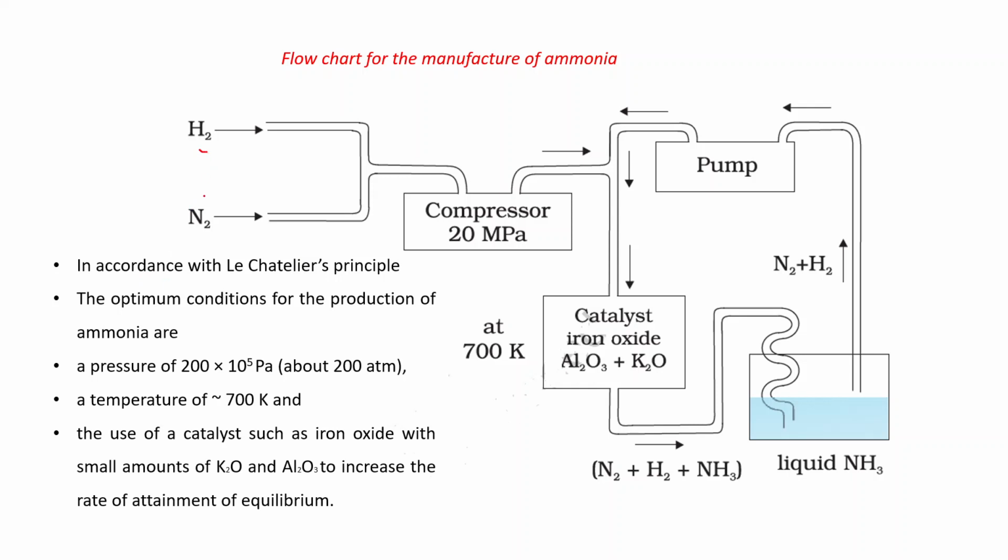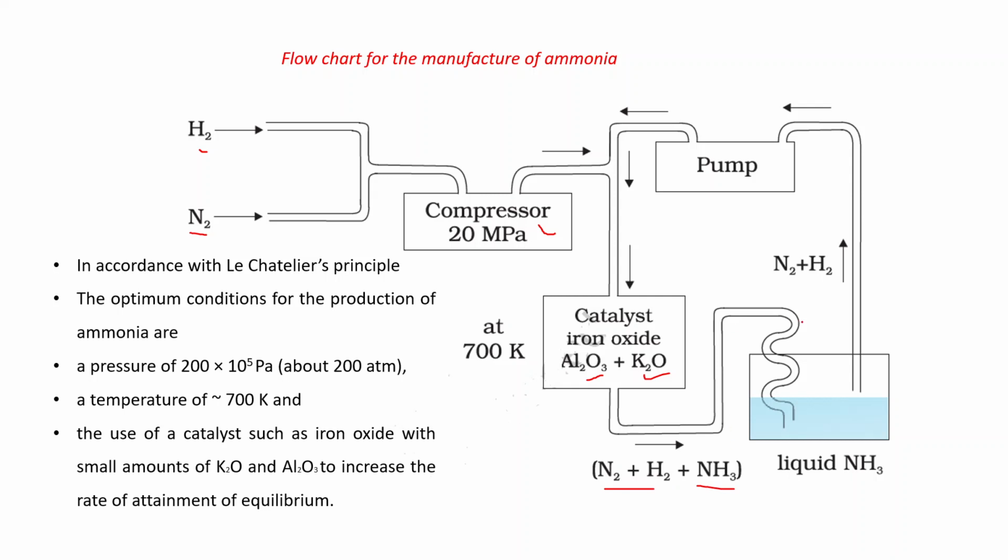This is H2 and N2 passed. Then this is the compressor. Okay. And when this gas is passed after the compressor with catalyst, iron oxide and potassium oxide, then the reaction takes place and we will get the mixture of N2, H2 and NH3.